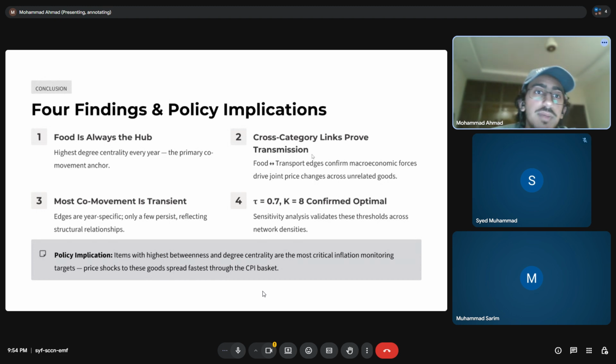Policy implications. So the items with the greatest centrality are the most critical inflation monitoring targets. Price shocks to these goods spread the fastest through the entire CPI basket.